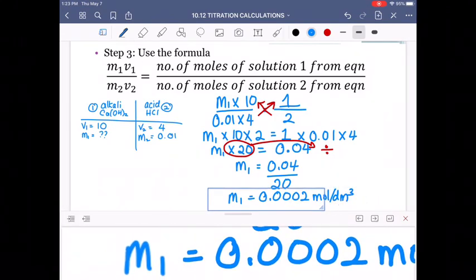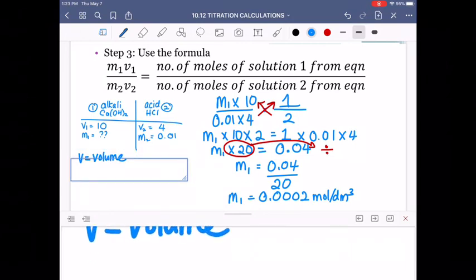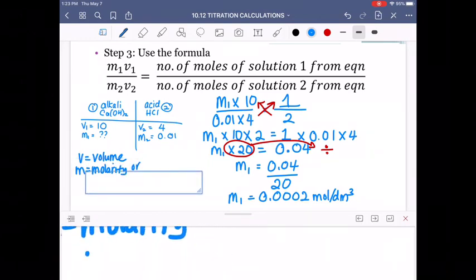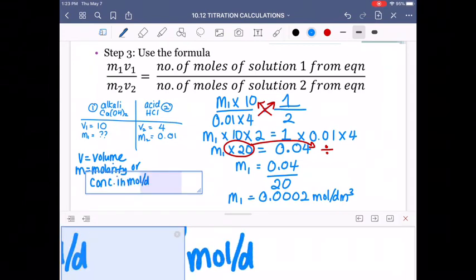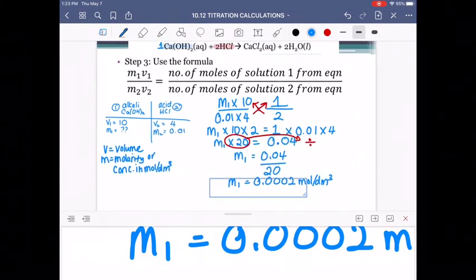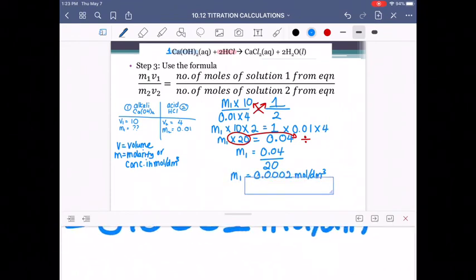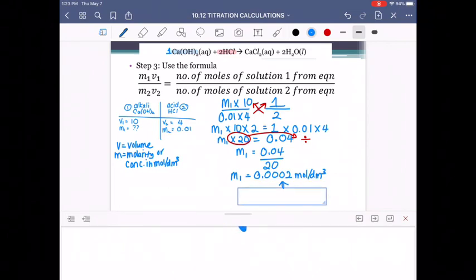Okay, just a reminder, V means volume, the M here is your molarity or concentration in mole per dm cube. So now we have achieved our answer. This is the concentration for calcium hydroxide.